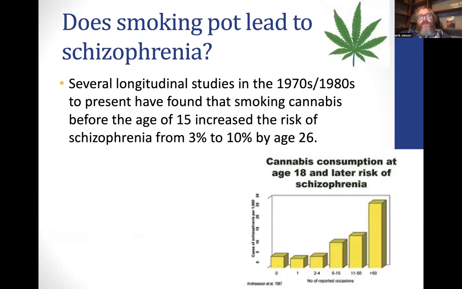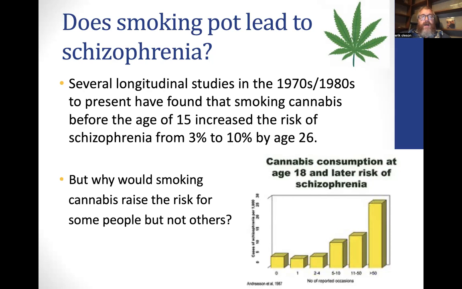Several longitudinal studies in the 1970s and 1980s found through a correlational analysis that smoking cannabis before the age of 15 increases the risk of schizophrenia from 3% to 10% by age 26. But why would smoking cannabis raise the risk for some but not all people?